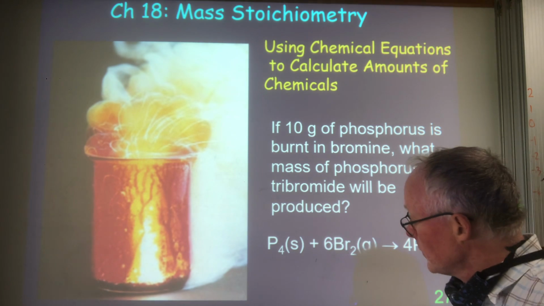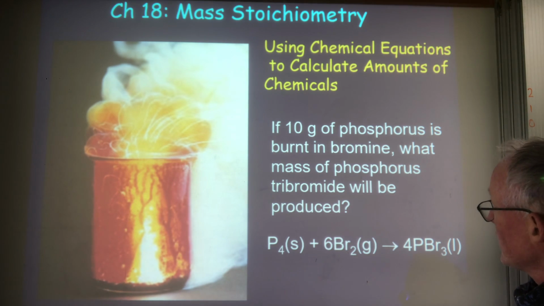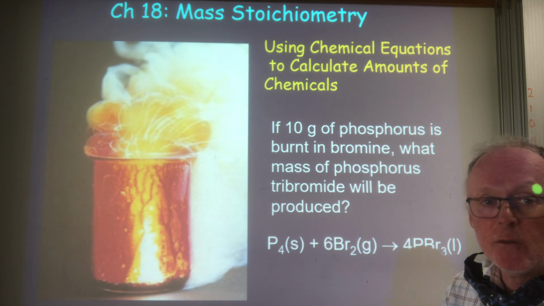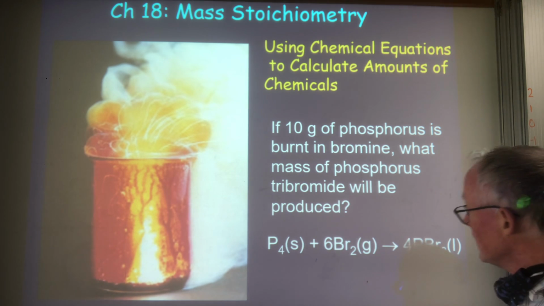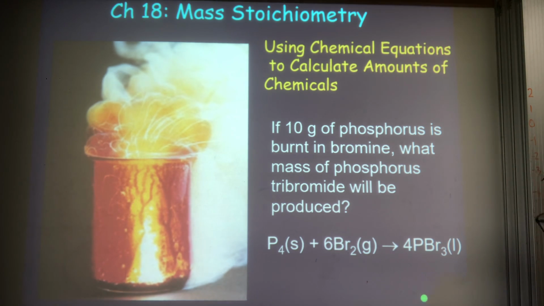Okay, the next chapter we're doing is stoichiometry. Now we start off with mass stoichiometry. Basically, we're just working with masses. Now, this topic is all about calculating amounts of chemicals that react, amounts of chemicals that are produced in chemical reactions. So using a chemical equation to work out the masses that are consumed and produced.